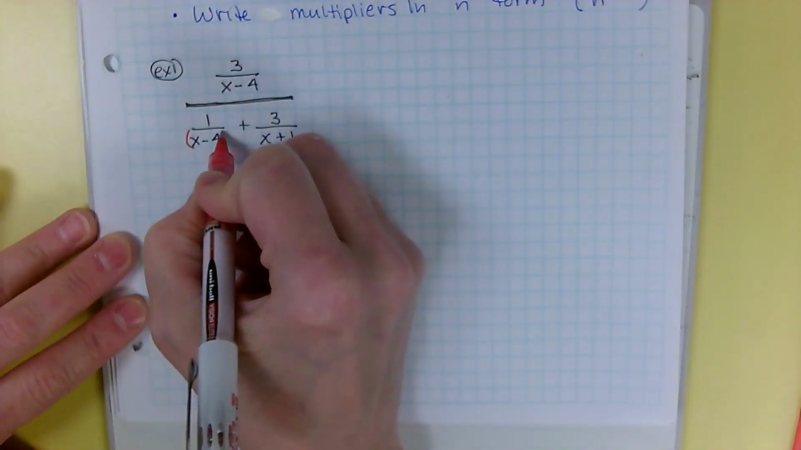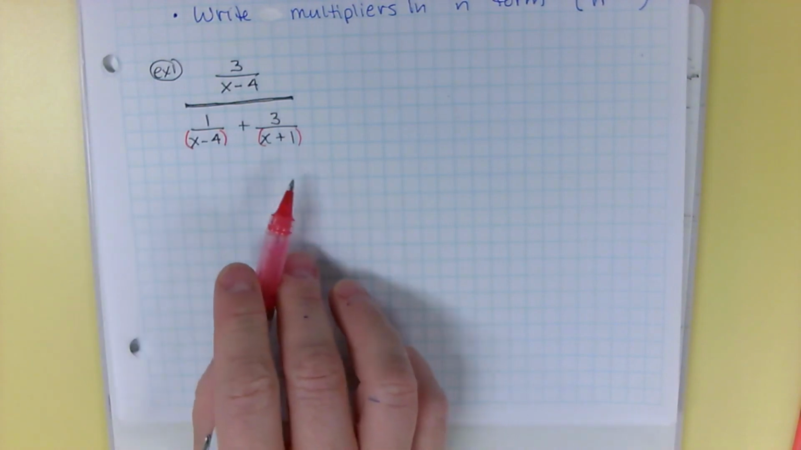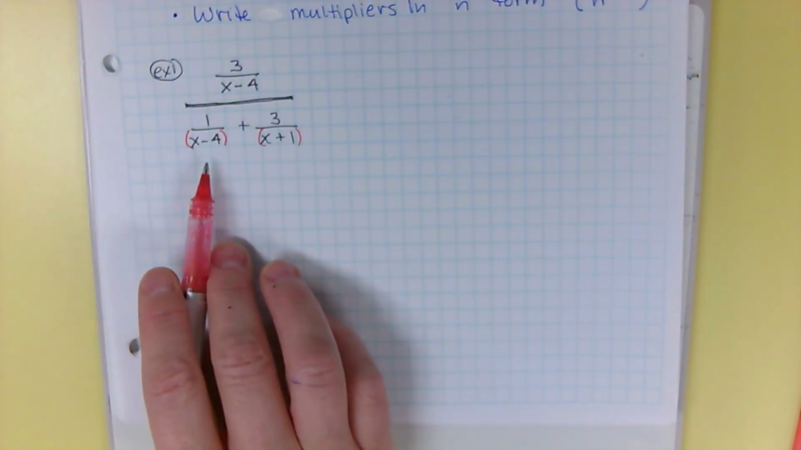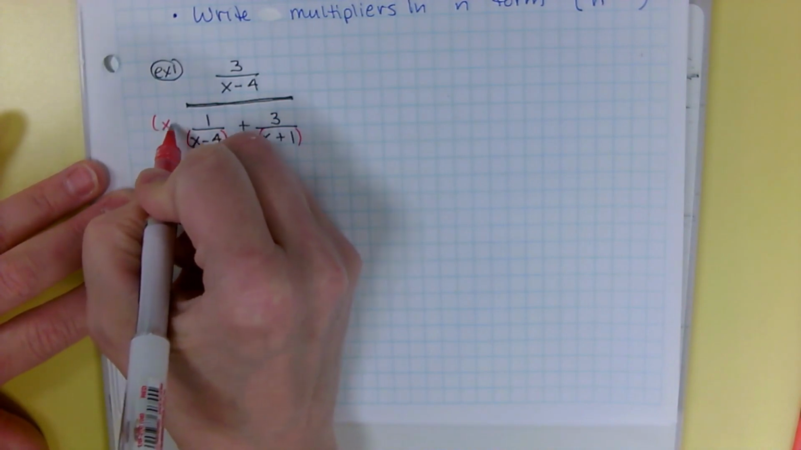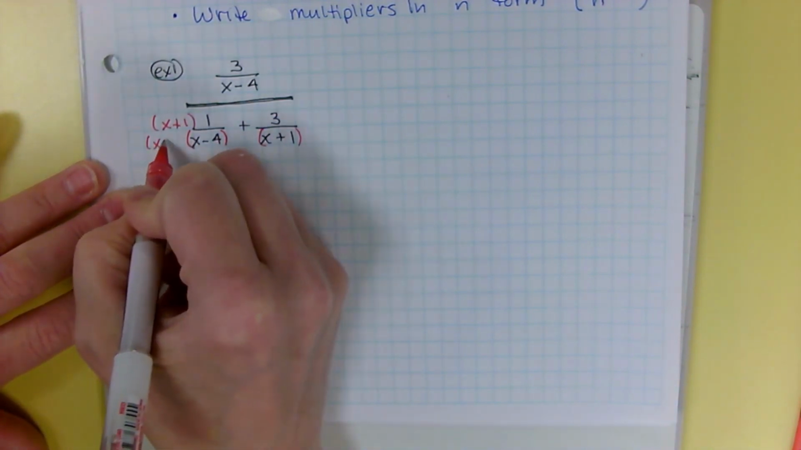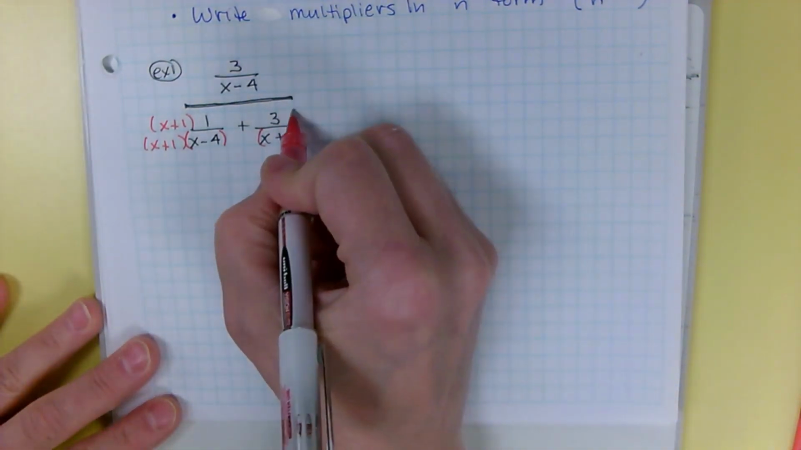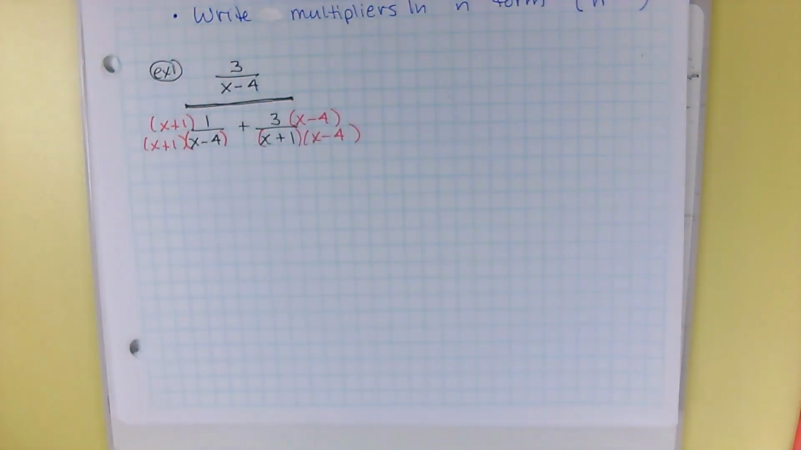So factor the bottoms, and those two bottoms are already factored. They are binomials. You can't divide anything out. And they're not a squared minus b squared pattern. So those are totally done, but I need the bottoms to match. So my first fraction needs an x plus 1. So I'm going to multiply by x plus 1 over x plus 1. My second fraction needs an x minus 4. So I'm going to multiply by x minus 4 over x minus 4.